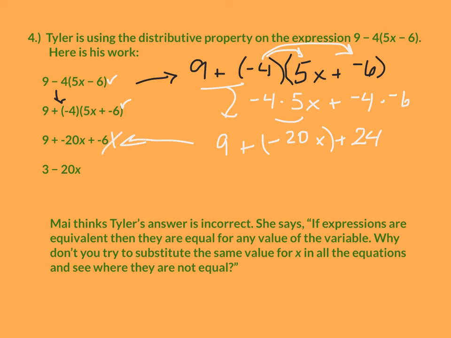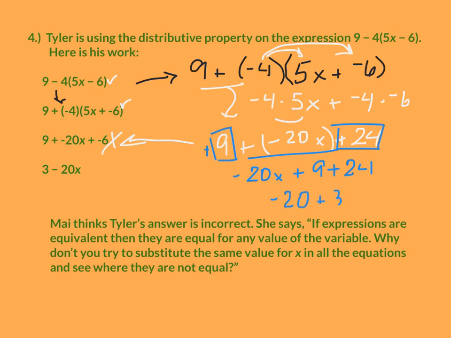And then if I was going to finish this correctly, I would notice that I've got two numbers plus that one term with the variable x. So I'd put the number with the variable x in the beginning. Remember, there's nothing in front of the 9. That means it's positive. Plus 9 plus 24. That would leave me with negative 20x plus 33.